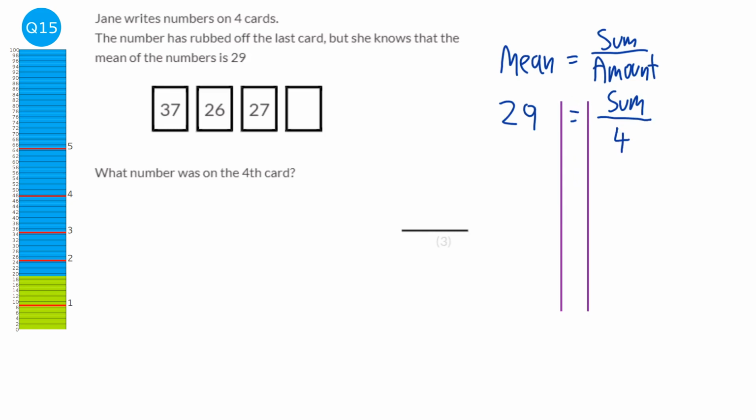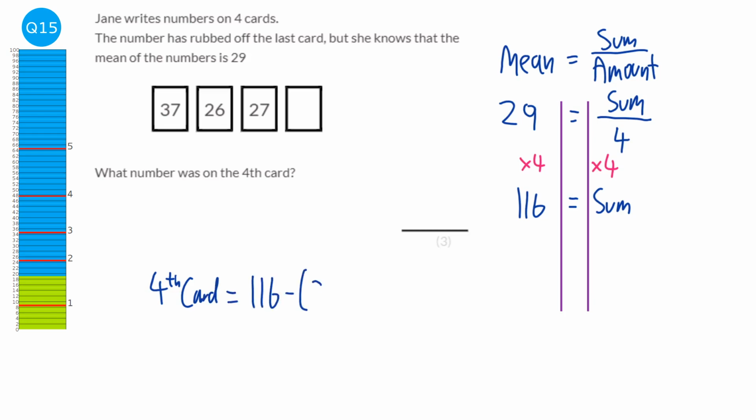So what we're going to do is just times both sides by 4. So we're going to do 29 times 4, which is 116. And so we know that the sum of the numbers will be 116. So all we need to do is to find the 4th card, is get that 116 and just take away the numbers that we know. And when we do that, we get the answer 26.